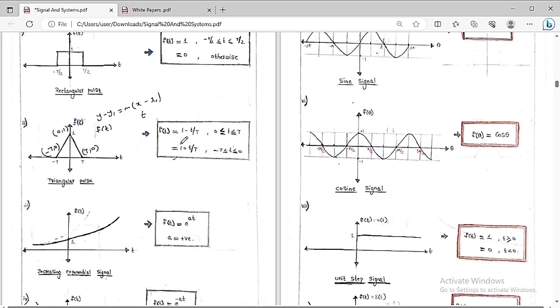Therefore, f(t) = 1 - t/T for t lying from 0 to T, and its value is equal to 1 + t/T for t lying from -T to 0. So this is what I am trying to tell you. This is basically a triangular pulse.